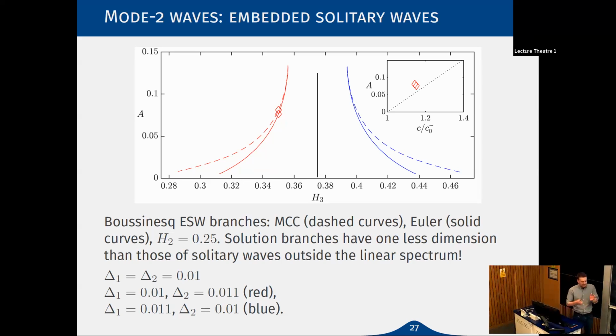You could plot a speed amplitude bifurcation diagram for fixed H's and fixed rhos, like you typically would for solitary wave branches. If you break this symmetry in any way, in both Euler and MCC, you find now these curves actually have varying H3, and therefore H1, because you fix H2 in this case to be 0.25. So that is, there's a special solution. All these solutions are localized.